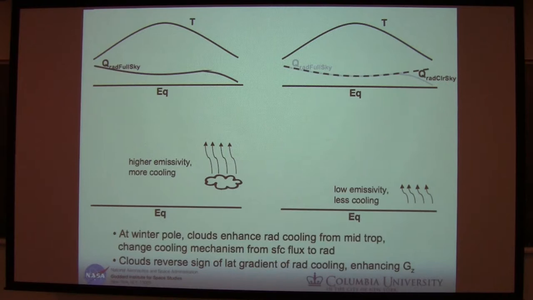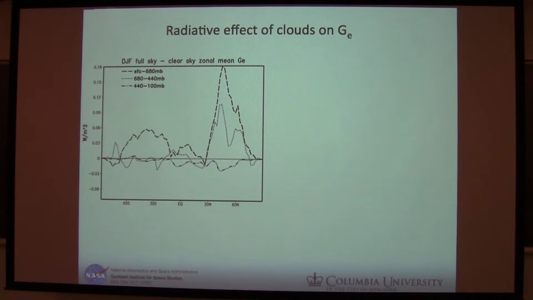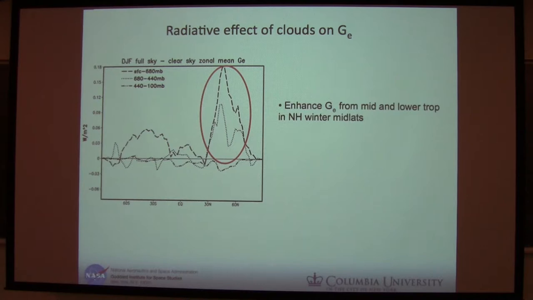How do clouds affect GE? We have December, January, and February, full sky minus clear sky GE, the same plot that we did before with our latitudinal and height effect. Once again, the lower troposphere is the dashed line, dotted lines are middle, and dashed dot lines upper. The main effect that we see here is that clouds enhance GE from the middle and lower troposphere in the northern hemisphere midlatitudes. That's the strongest effect.